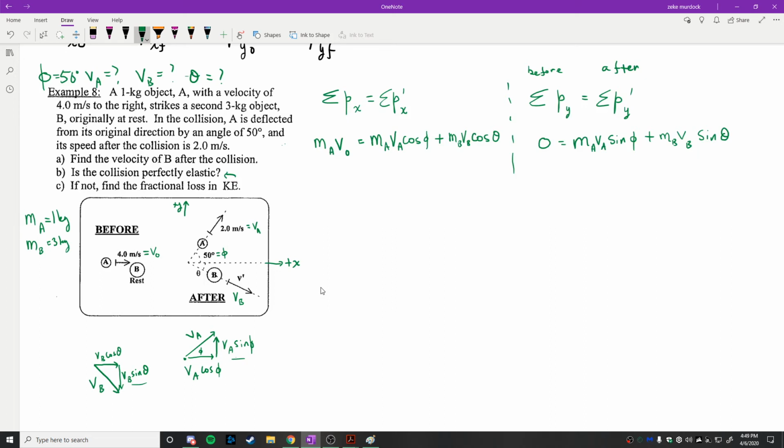And maybe it's worthwhile, I don't like doing this very often, maybe it's worthwhile to actually put some of the numbers in here so we can actually see what's at stake. So MA we actually know, right? That's 1 kilogram. And I think we know V naught too, it's 4, right? And this is equal to, so MA is 1. We don't know what VA is. We do know what that is, cos 50, right? And again, we know MB though, right? MB is 3.